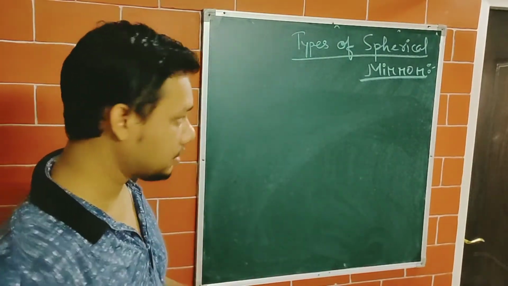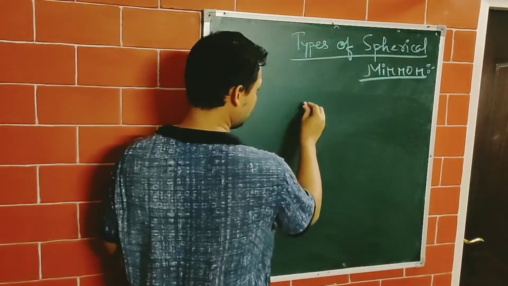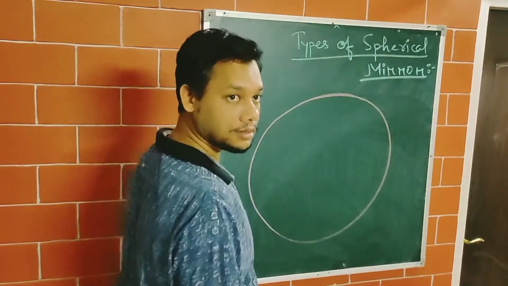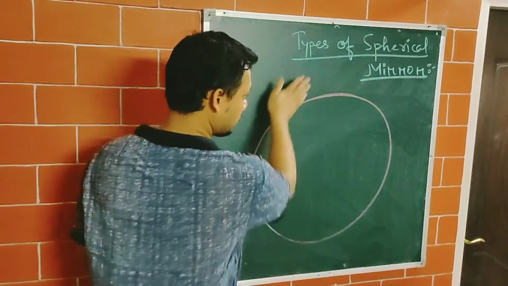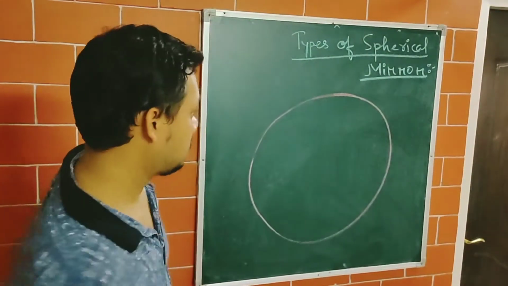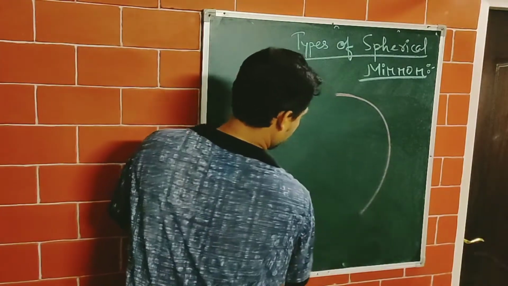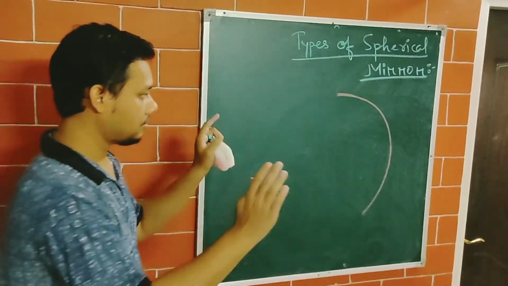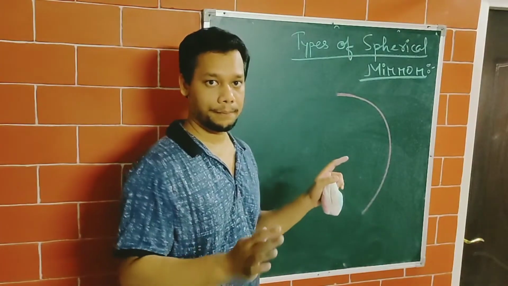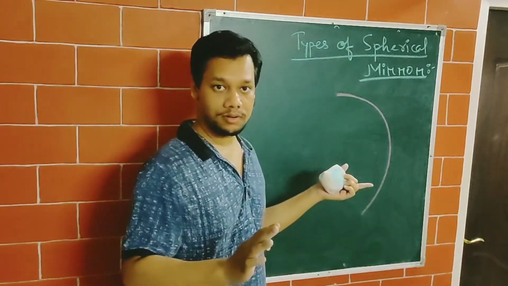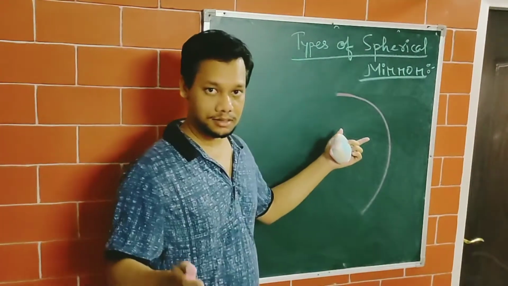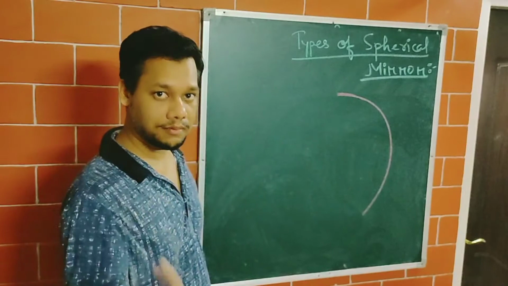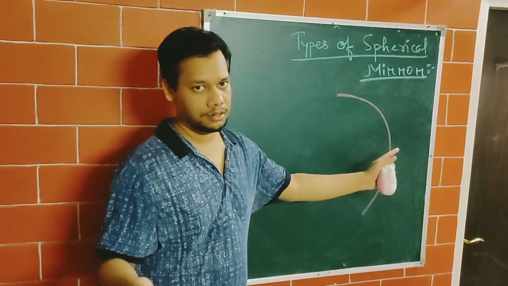Actually, let me tell you something. A spherical mirror is actually like this. Suppose there is a sphere and a part of the sphere is taken. Suppose this part of the spherical mirror is taken. Up to this point this is a mirror. Now this is glass. It will become a mirror if we paint it with silver color on any side.